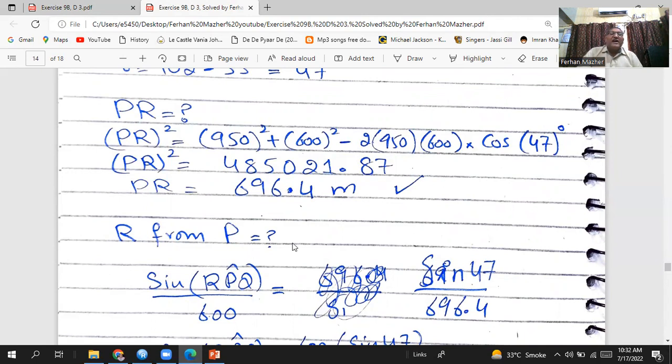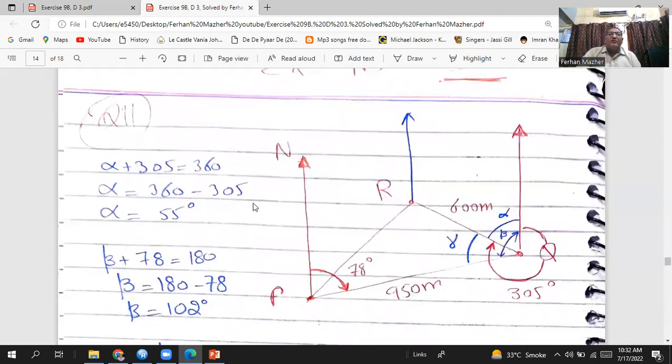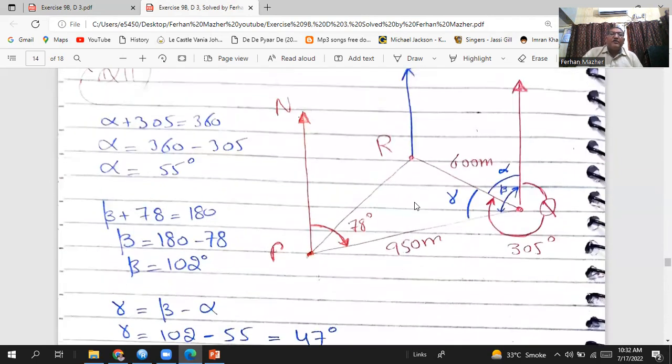In the second question, they ask us to find the bearing of the R from the P. Now I know the three sides of this triangle, so I will try to find this angle. Once I know this angle, I will subtract it from 78 and I will get this angle, which is the bearing of the R from the P. So first of all, I'm going to find this RPQ angle.